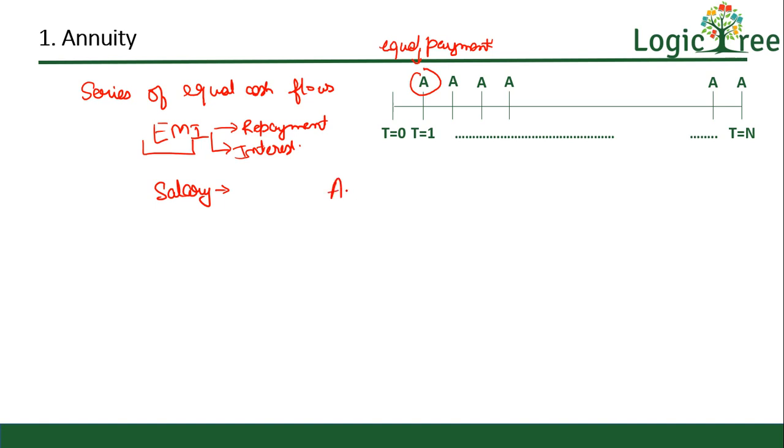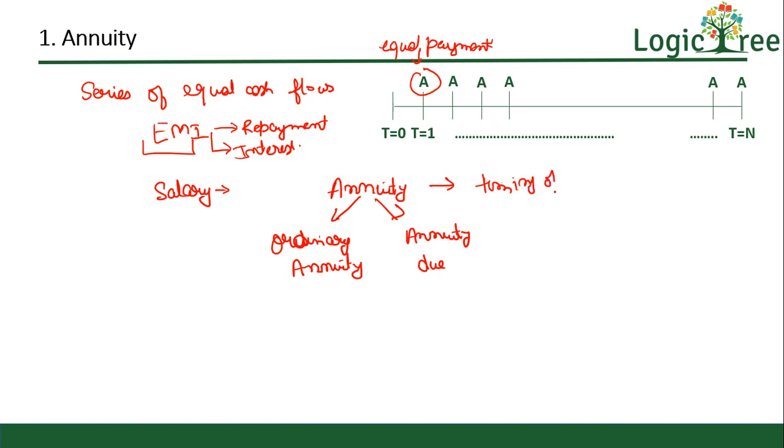So if I briefly say, annuity can be classified into two types. First is ordinary annuity, and the second one is annuity due. This classification is done on the basis of timing of cash flows. So ordinary annuity includes the payment or receipt of the cash flow at the end of the period. So this is when I am paying or receiving the money at the end of the period for n number of years or n number of months.